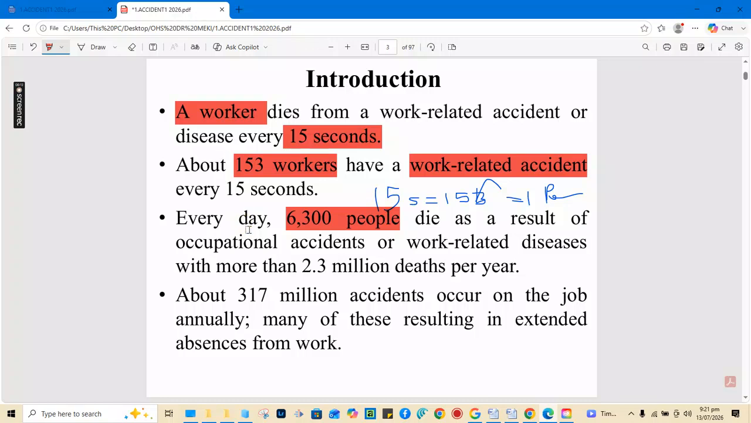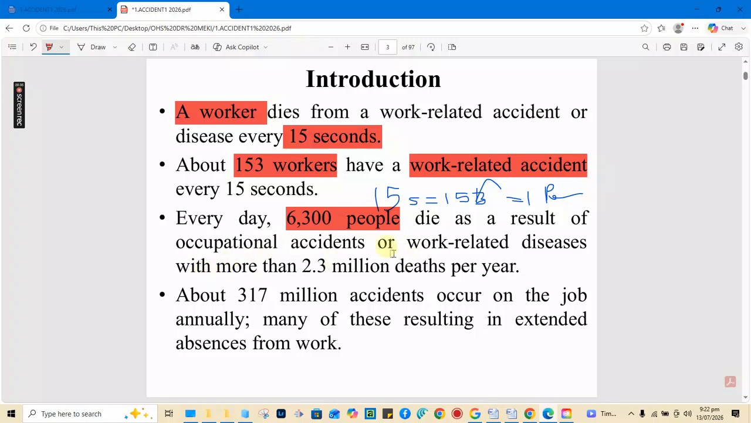So in 15 seconds, 153 workers have work-related accidents, and amongst those who have work-related accidents, how many die out of 153 people? In every 15 seconds, one worker. And in a day, how many die altogether? 6,300 people. Okay.